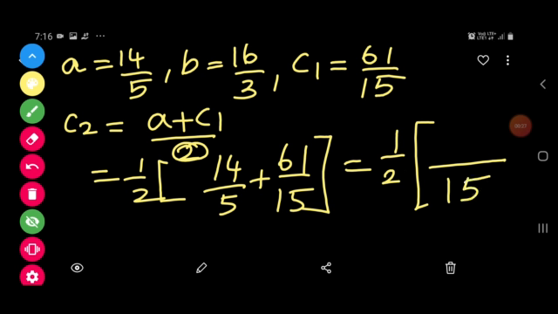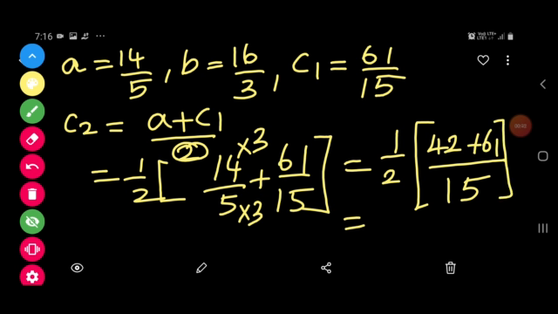Now, 14 into 3, because 5 threes are 15. So, we have to multiply 3 here. If we multiply, the answer will be 42 plus 61. Now, 42 plus 61, the answer is 103 divided by 2 into 15, the answer is 30. Further, we can't simplify. So, our C2 answer will be 103 divided by 30.